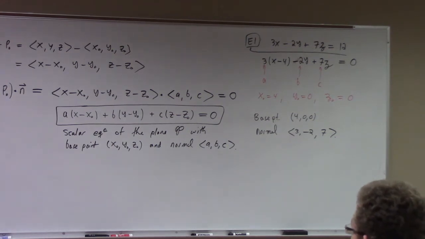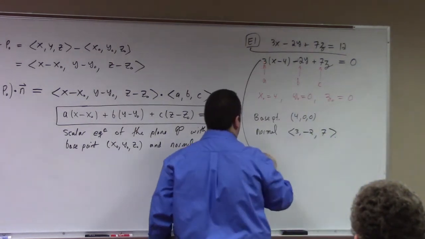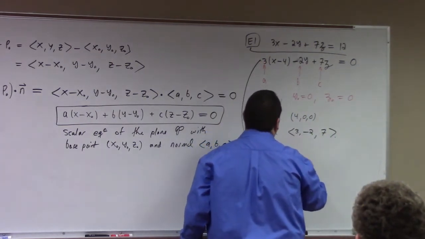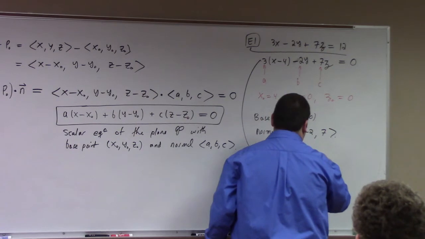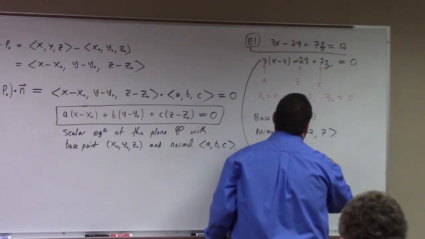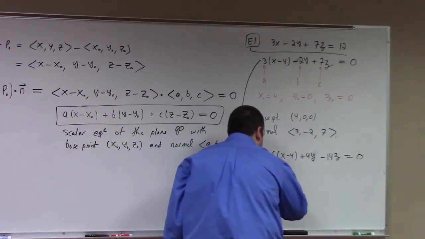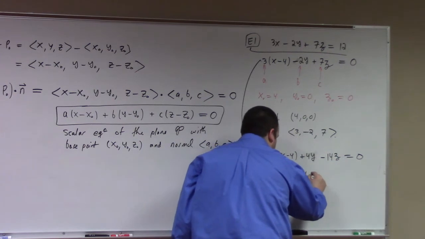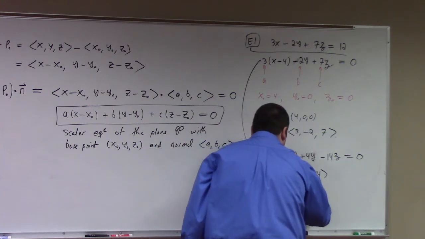You can rescale it. You can make it longer, you can make it shorter, you could even turn the plane upside down, right? That would correspond to, if I take this equation and multiply by minus 2, what do I get? Minus 6 times x minus 4 plus 4 times y minus 14z equals 0. So from this equation, you would see normal minus 6, 4, minus 14, and base point still 4, 0, 0.